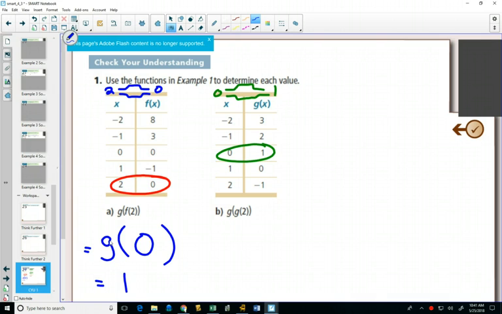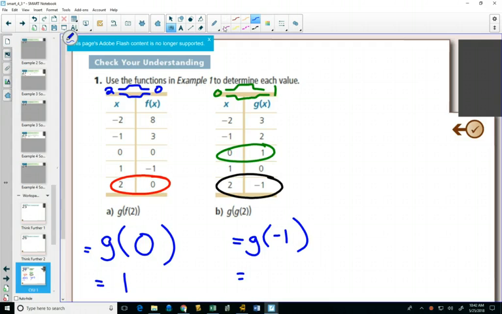Second one, what's g of g of 2? Well, now we're only using the g machine. We're first saying, what happens if you plug 2 into that function? What would come out? A negative 1. And then if you plug negative 1 into the function, what would come out? A 2.